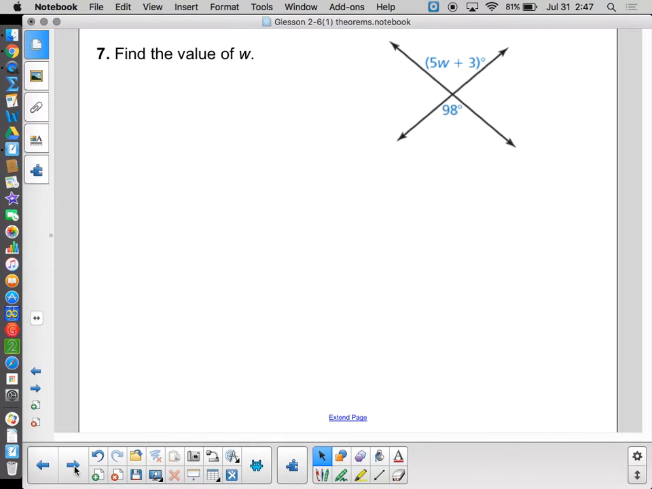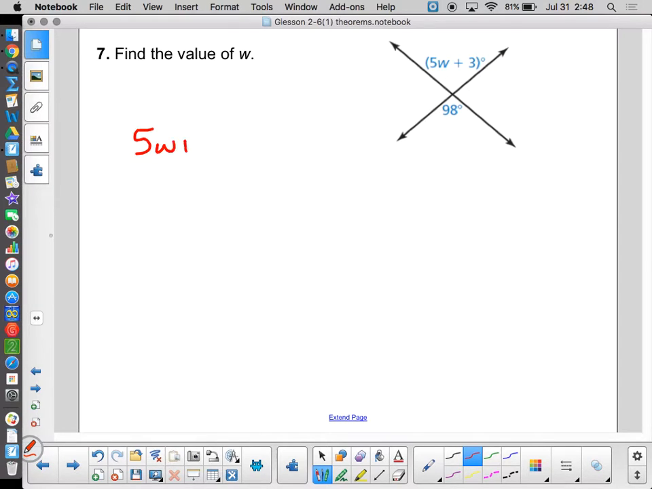Again, find the value of w, look at the picture, determine what's going on. Be careful. This is one of those problems where you could look at this and say, oh, it's a right angle, because it looks pretty close to a right angle if you're not paying attention. But it's not. There's nothing to indicate that, so it would be a false conclusion. But 5w plus 3 does have to equal 98. And again, pretty simple to solve once we get it set up.